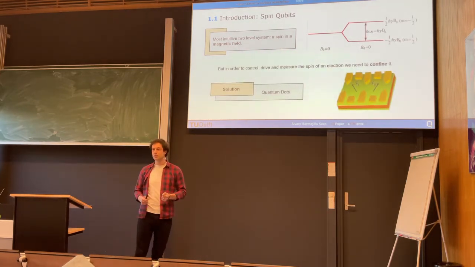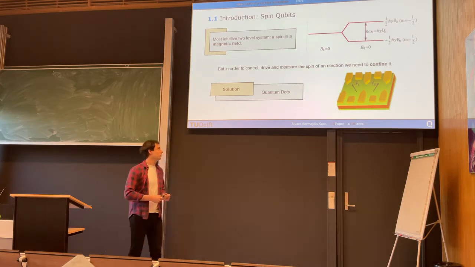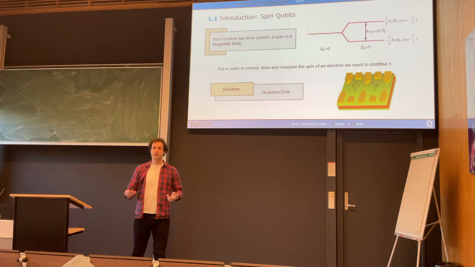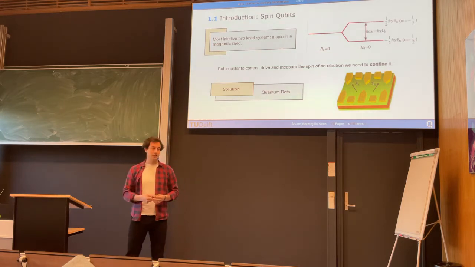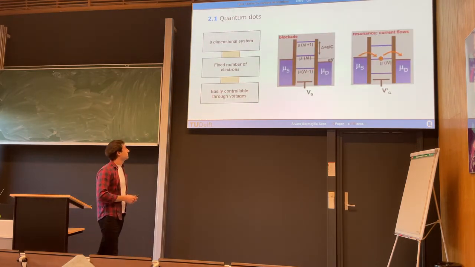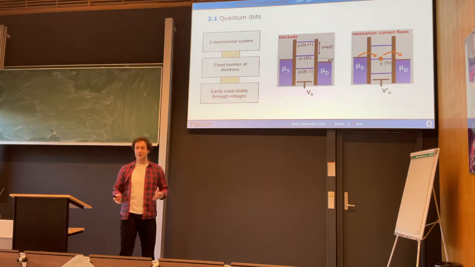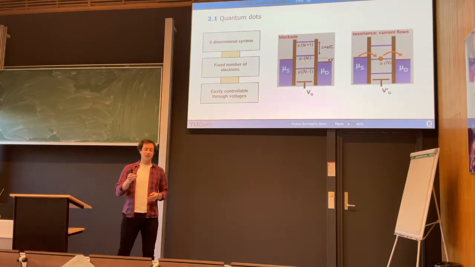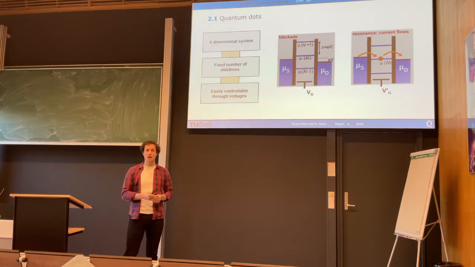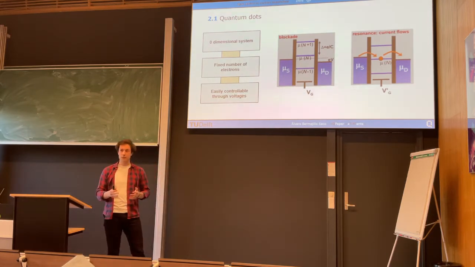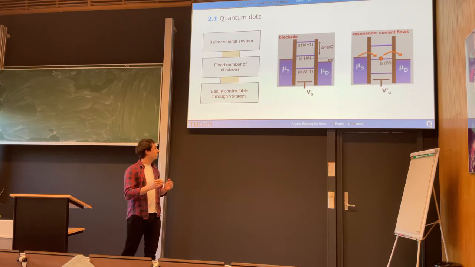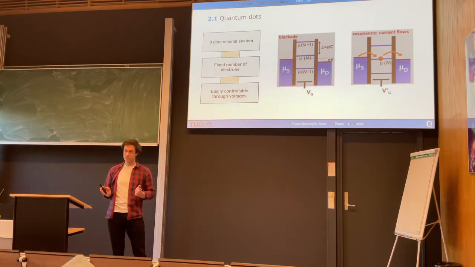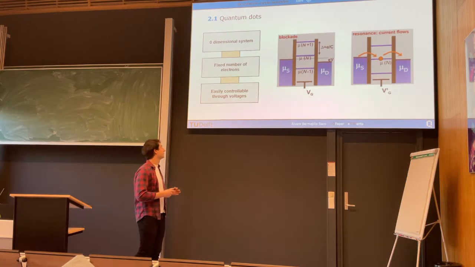With a quantum dot. So the first thing we're going to do is talk a bit about quantum dots, what they are, how we build them, and a bit of their characteristics. So a quantum dot is just a zero-dimensional system where we can have a fixed number of electrons, and it is very easy to work with because we can just tune some parameters by varying some voltages.